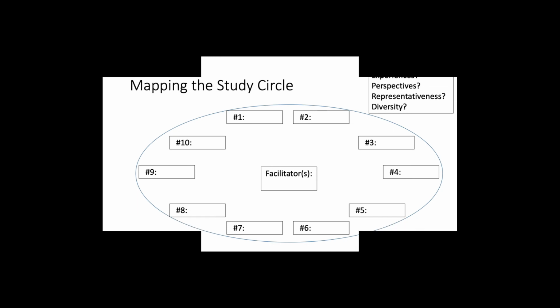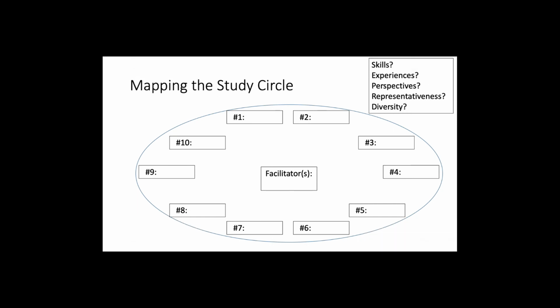These are some important factors to consider when trying to identify not only who to recruit, but who to have as facilitators. It could be helpful to begin to develop a participant map similar to this one that you can use to think through the representativeness and relationships among participants.